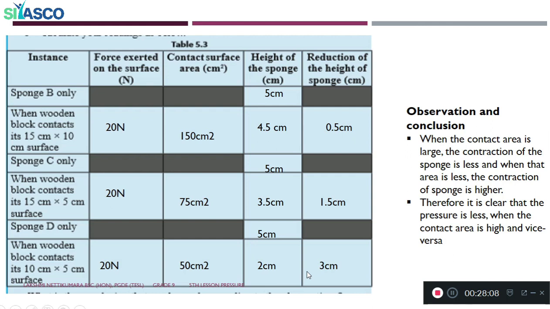Remember that the reduction occurs due to the pressure on the sponge by this force. So we can conclude that the higher the contact area, the less pressure. The lesser the contact area, the higher the pressure. Therefore this activity confirms the previous finding, that pressure is inversely proportional to the area.